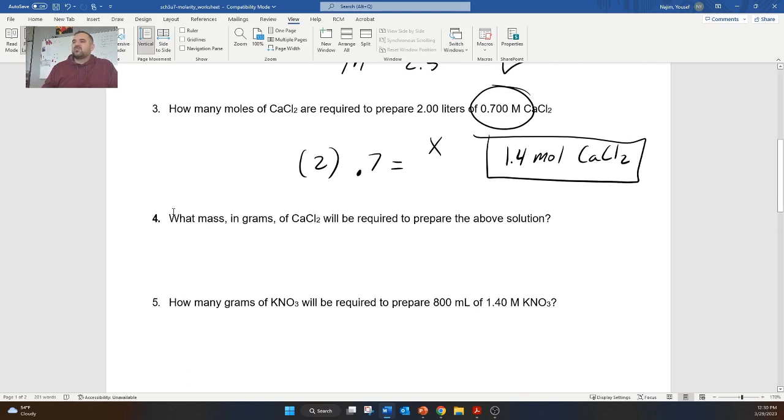And then in the next question, it says, what mass in grams of CaCl2 will be required to prepare the above solution? Basically, we just got to convert to grams here. And to do that, we just got to calculate our molar mass. So calcium has a molar mass of 40, and then chlorine has a molar mass of 35.5. So that's going to be 71. You add these together, and that gives us 111. And then we just multiply that by 1.4. Somebody plug that in, please.